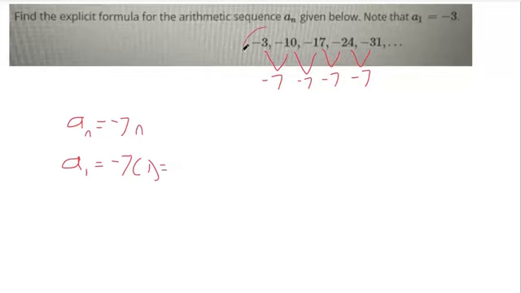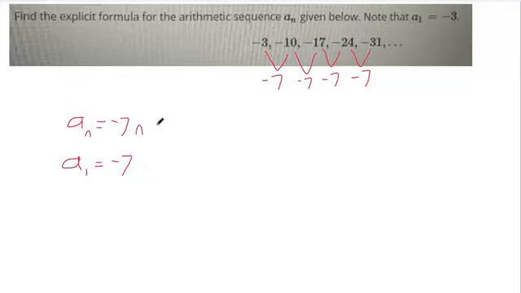it's supposed to spit out -3. It's supposed to spit out my first term. Instead, it's spitting out -7. So it's not working right now. And what I would have to do to make this work is add 4 to it because it's off by +4. Okay, because -7 plus 4 would make -3.